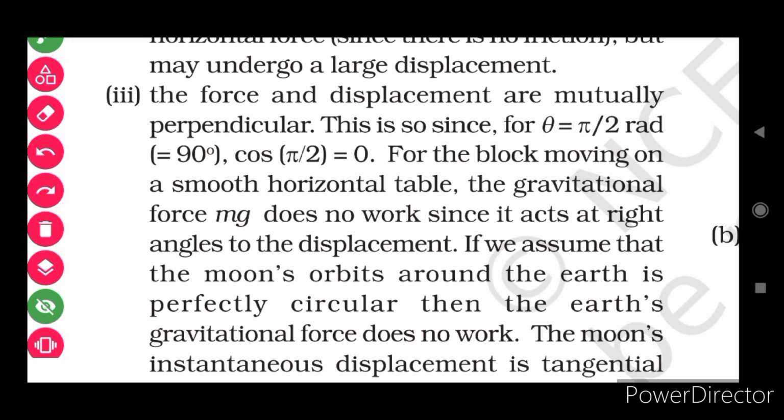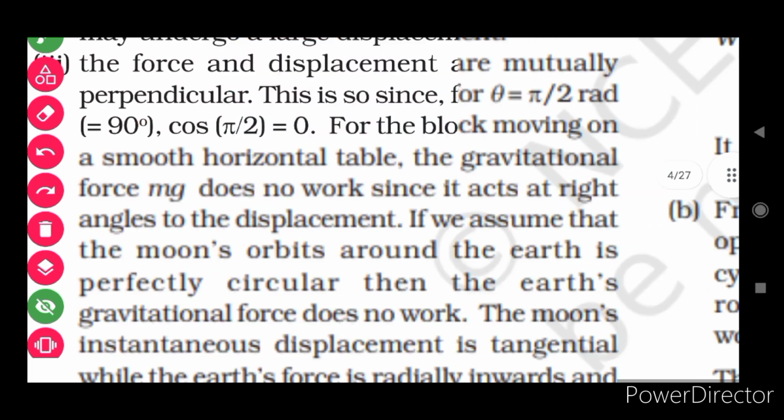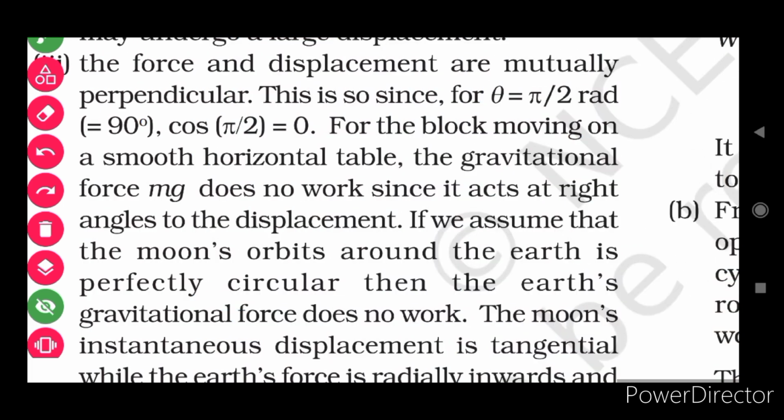If the force and displacement are mutually perpendicular, there is 90 degrees between them. In that case also, the work done will be 0. For the block moving on a smooth horizontal table, the gravitational force mg does no work, since it acts at a right angle to displacement. We have seen that work done was Fs cos theta. If the angle between the force and the displacement is 90, then the work done will be 0.